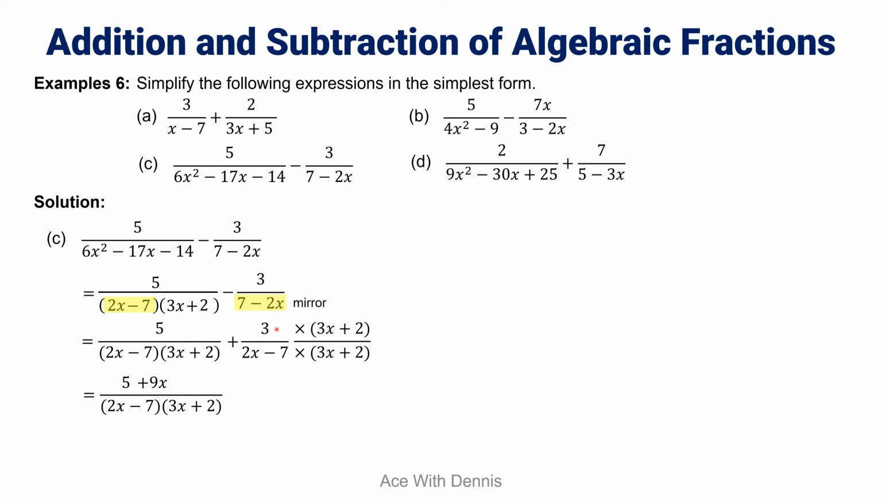So 5 plus, 3 times 3x is 9x. 3 times 2 will get positive 6. Simplify here, we will get 9x plus 11 over 2x minus 7 times 3x plus 2.